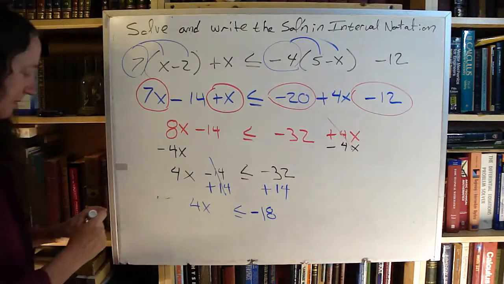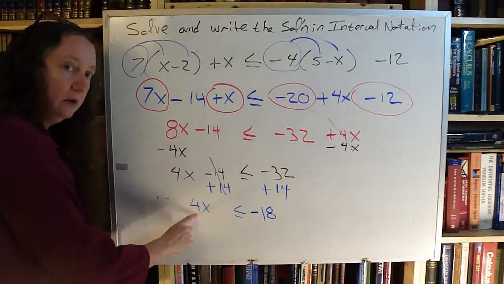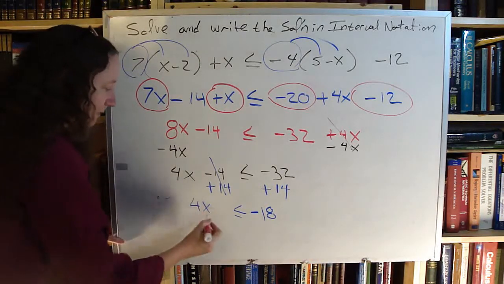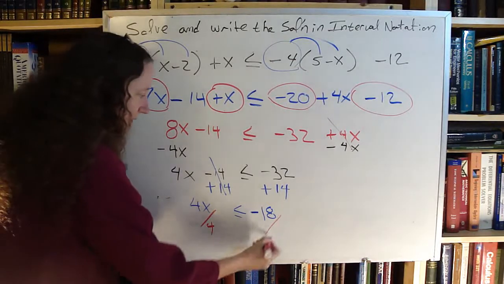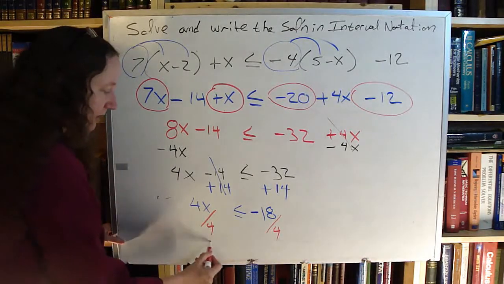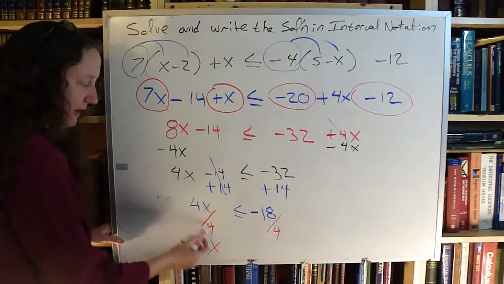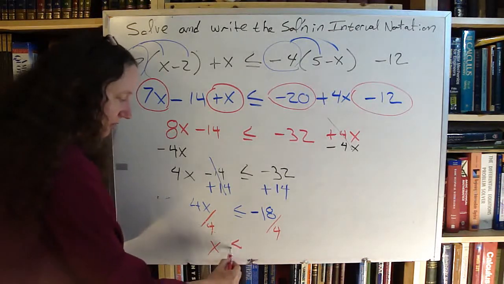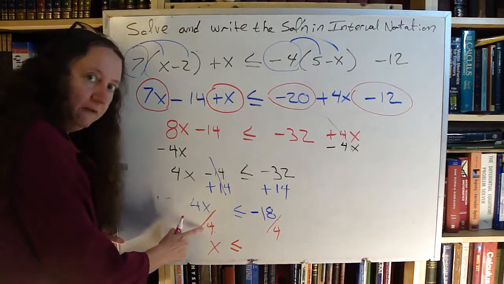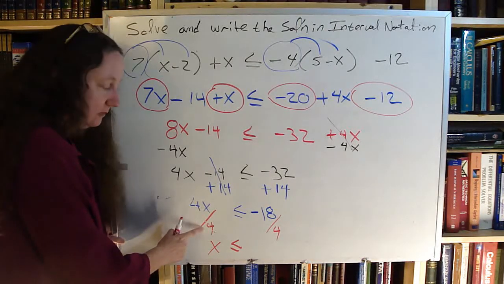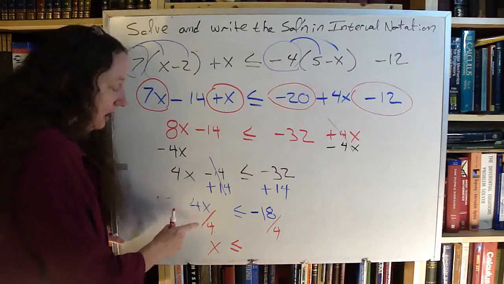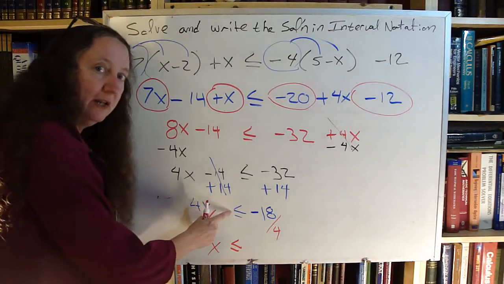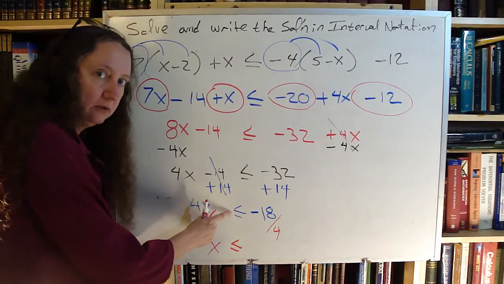x is not alone yet. I need to divide out the 4. Divide 4. Divide 4. The 4 divided by 4 cancels out. I now have x alone. I divide it by a positive number. Very important there. I divide it by a positive number, so my sign stays the same.